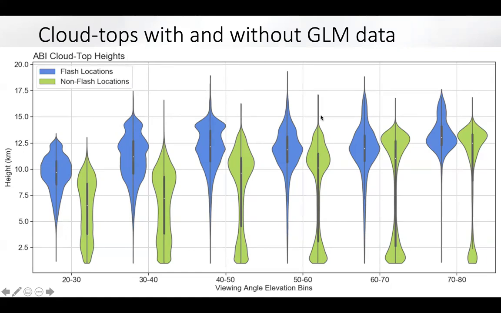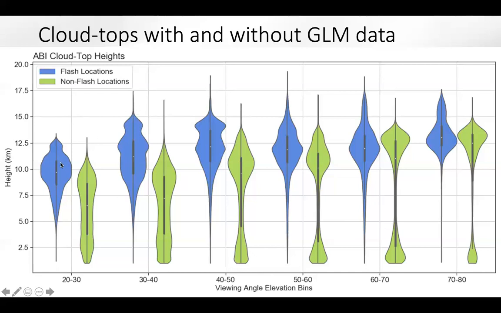What we can see, first of all, is that our median values for our flash locations tend to cluster around 12 to 12.5 kilometers in this region, with the exception of those viewing angle elevations that are furthest away from the GLM, the 20 to 30 regions. We also notice that the upper percentiles don't hold up as well once we reach above about 40 degrees viewing angle elevation. The maximum values tend to decrease across there, so cloud tops aren't as high from those sampled regions.